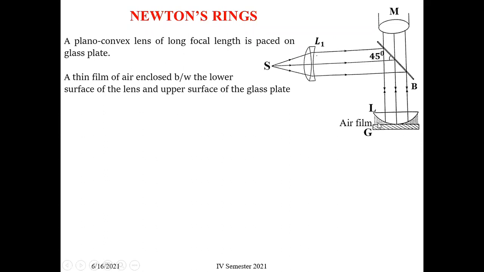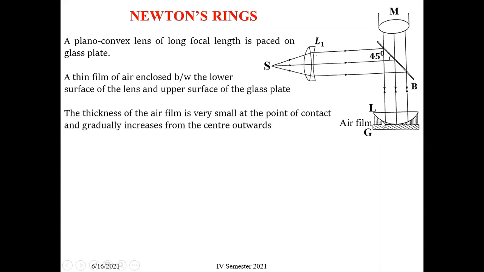Therefore, there is a thin film of air enclosed between the lower surface of the lens and the upper surface of the plain glass plate. So this forms the air film, a transparent film. This air film is the transparent material, and the film behaves like a thin film, right? A thin film of air is enclosed between the lower surface of the plano convex lens and the upper surface of the plain glass plate, right?